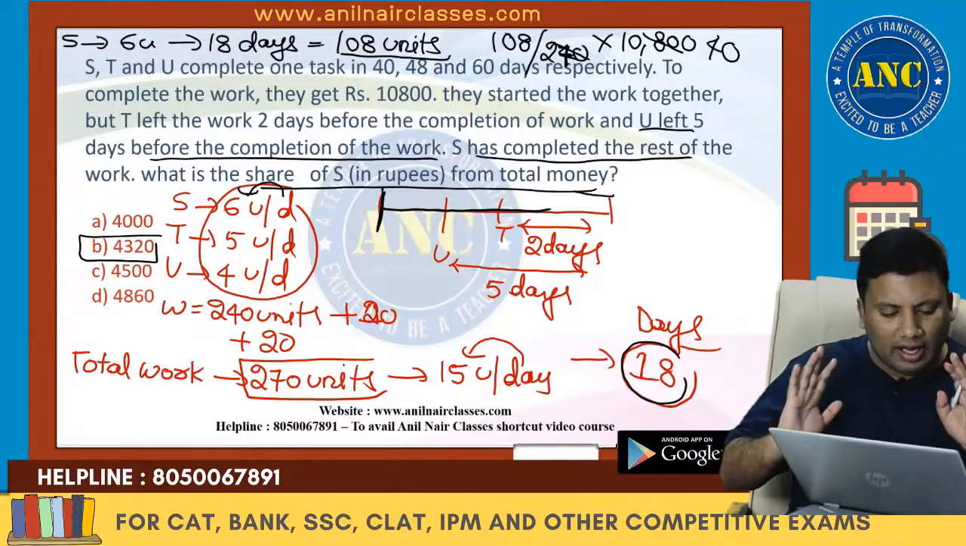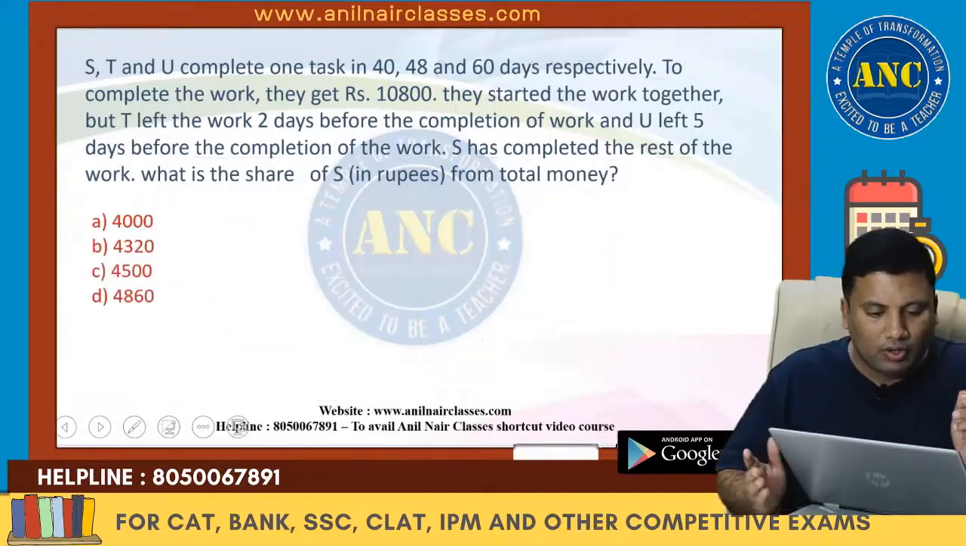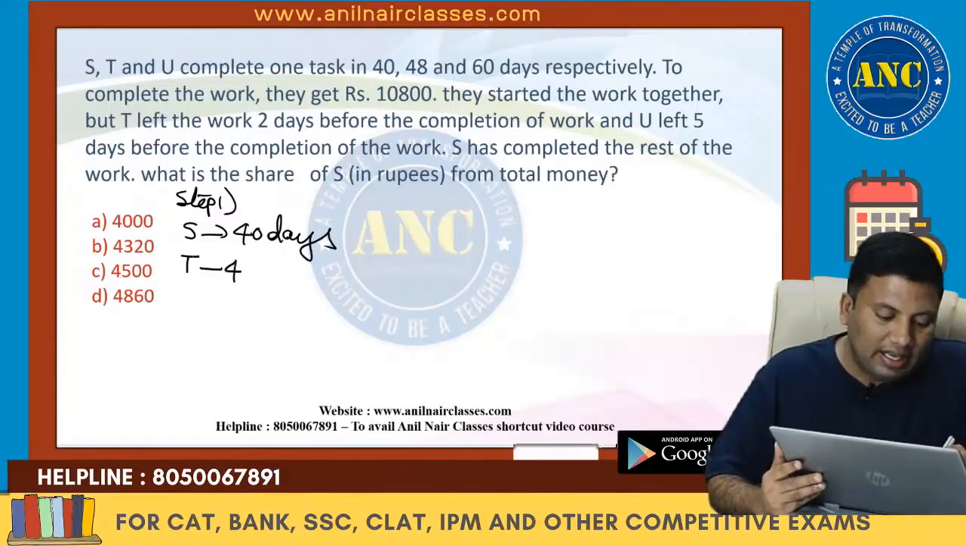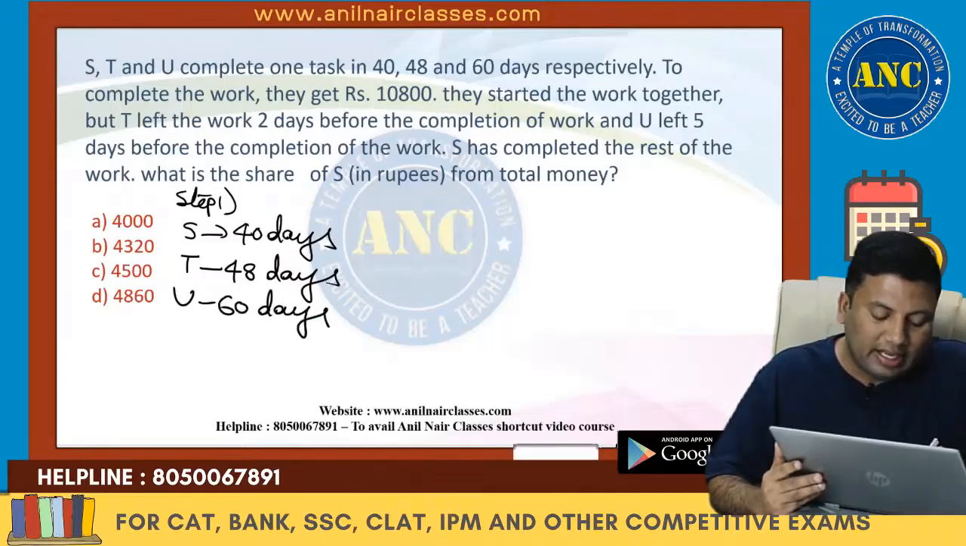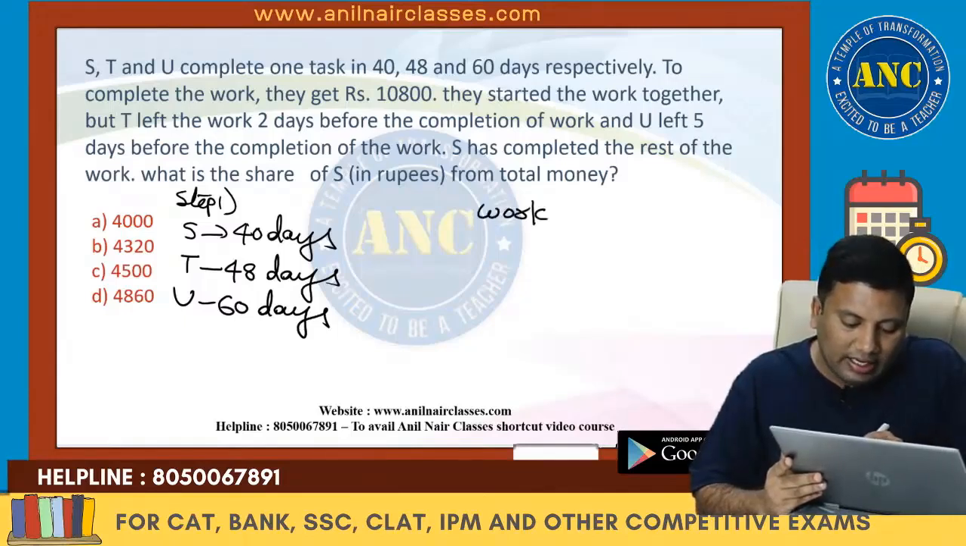One by one, I will again explain it so that it will be extremely clear to you. Step number one. S will take 40 days alone to complete the work. T will take 48 days to complete the work. U will take 60 days to complete the work. I am doing it step by step so that there is no confusion. Total work, I consider to be the LCM of 40, 48, 60, which is 240 units of work.